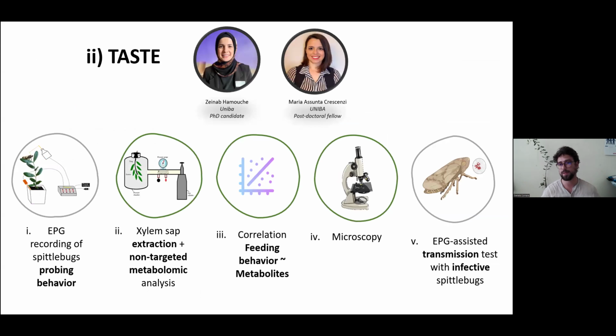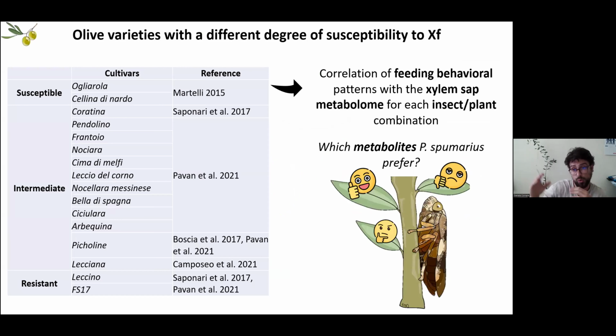The second part is taste, and there's a separate research project being carried out by a PhD candidate at the University of Bari, Zeina Mamouche, and by Maria Assunta Crescenzi, a postdoctoral fellow between the University of Bari and the Paola Montoro group at the University of Salento. What the two are doing is expanding on our preliminary finding and extending the observation to these 16 olive varieties with a different degree of susceptibility to Xylella. According to the literature, these varieties exhibit a different population of Xylella and different symptom severity.